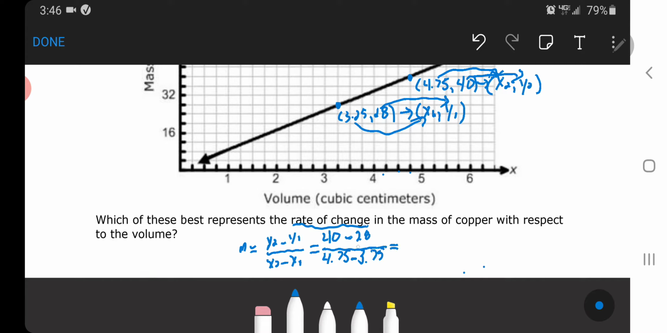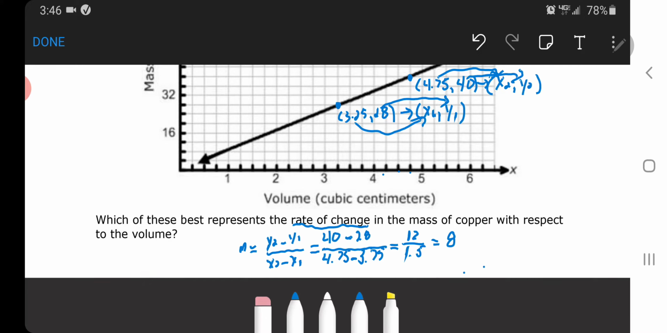So then 40 minus 28 is 12 over 4.75 minus 3.75, which we get is 1.5. And if we take our calculator and take 12 divided by 1.5, we should get 8. Okay. So our rate of change is approximately about 8, using what we used up here.